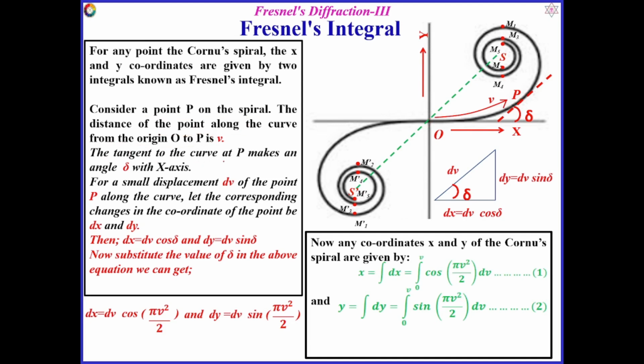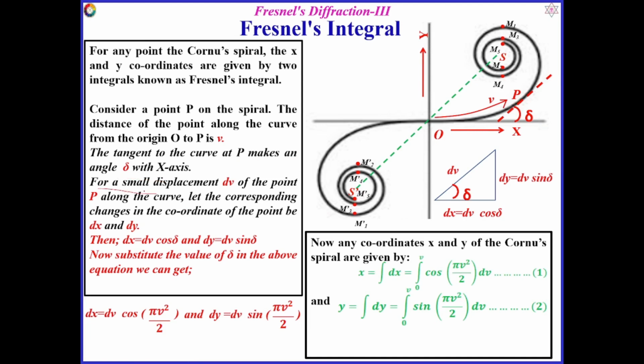The tangent to the curve at point P makes an angle delta with the x-axis, obviously. So if I draw a tangent through this point, this is the angle delta it makes with the horizontal x-axis.